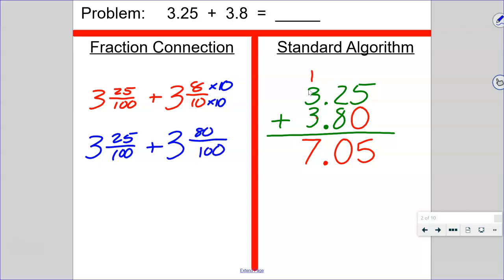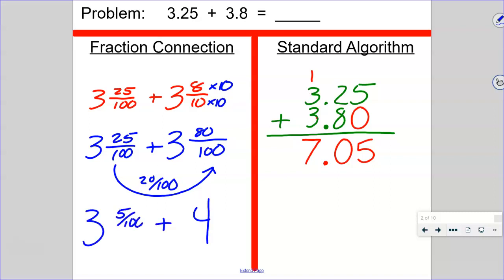And so now when I'm going to add these together, again, I'm going to use a give and take. I see that 3 and 80 hundredths needs 20 more hundredths to become the number 4. So I'm going to move from this number to this number. I'm going to take 20 hundredths from 3 and 25 hundredths and give it to 3 and 80 hundredths. So 3 and 80 hundredths becomes 4. And then 3 and 25 hundredths becomes 3 and 5 hundredths. And when I put these numbers together, that gives me 7 and 5 hundredths, which is exactly what we had as a decimal.